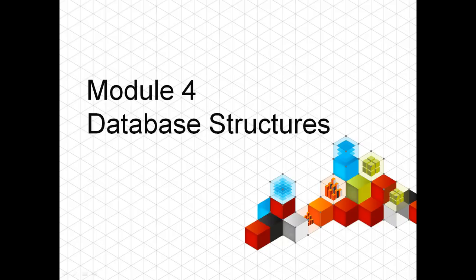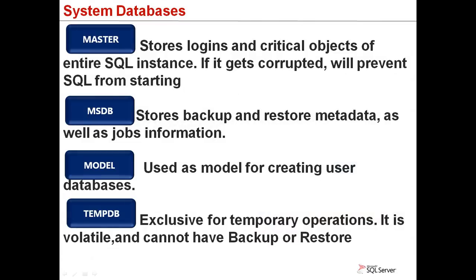Module 4, Database Structures. First, I'd like to show you the 4 system databases that are shipped with any copy of SQL Server. These are vital to the core operations of a SQL Server instance, especially the master one, because it contains metadata, which is system data for critical operations, such as logins, user database mappings, and many others. Backup, restore, and SQL Server Agent related tasks are stored in msdb, while the model database serves as a template for creating user databases because they pick up the same settings that are defined on the model.